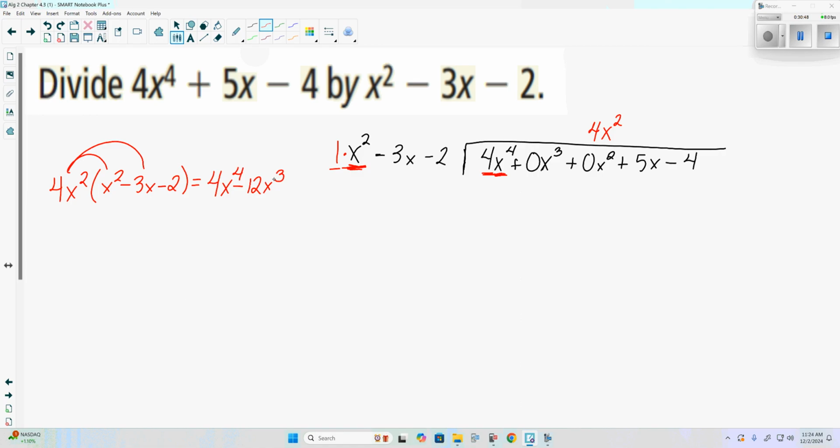Because our 4 times negative 3 would be negative 12. X squared times x would be x to the third. And lastly, 4x squared times negative 2. 4 times negative 2 would be negative 8. And we have our x squared.